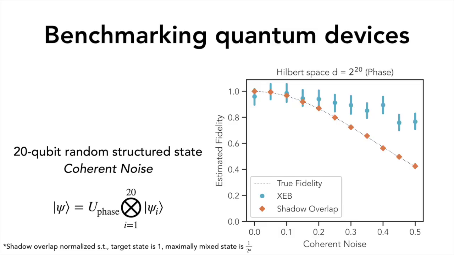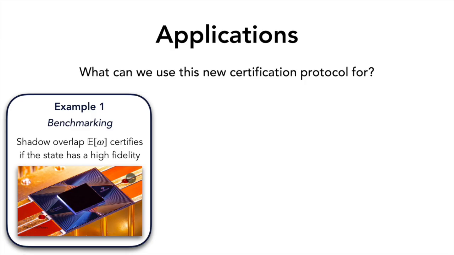Similarly, for a bigger system like 20 qubits on slide 67, we see that, again, XCB is overestimating the fidelity, meaning that it's not seeing the noise that was present in the system. On the other hand, shadow overlap does track the noise pretty well. As the discrepancy between the real world and our mental world starts to widen, shadow overlap also says the fidelity goes down. So that's the first application.